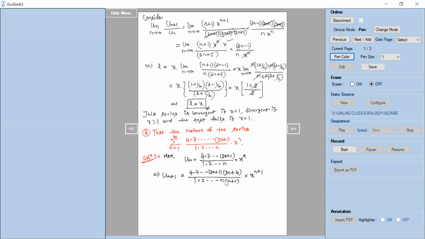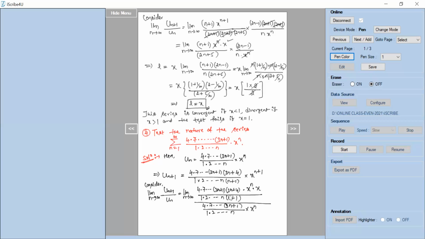So now take a ratio. Consider the limit as n tends to infinity of un+1 by un. This is equal to the limit as n tends to infinity; I'll write un+1 first: 4, 7, etc. up to 3n+1 into 3n+4 into x to the power n+1. See, here itself I'll simplify: x to the power n+1 can be written as x to the power n into x, divided by the denominator 1 into 2, etc. up to n into n+1. This whole thing is divided by un. Un was 4, 7, etc. up to 3n+1 divided by 1, 2, etc. up to n into x to the power n.